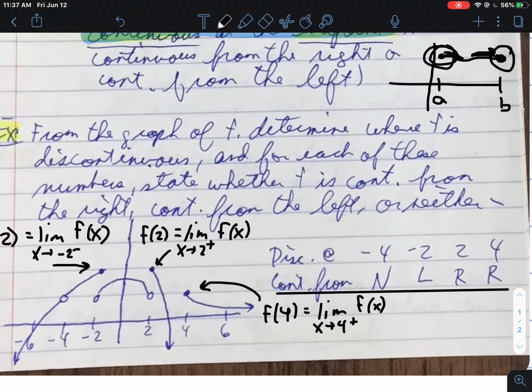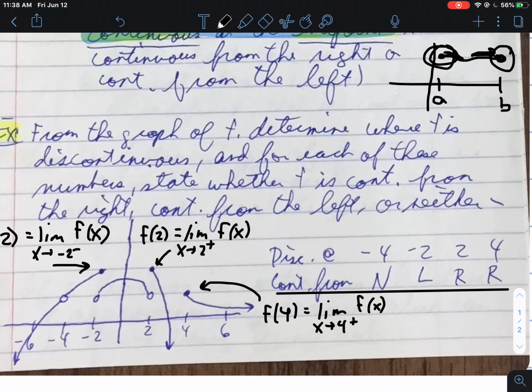So here's a specific example from the graph of f. Determine where f is discontinuous. And then for each of those numbers, state whether f is continuous from the left, from the right, or neither. Okay? But the same definition applies as before. If I have a point of discontinuity, and again, first of all, it's pretty obvious to tell from the graph, we already said. But then, can I justify or clarify, do I have continuity from the left or from the right? Possibly. Or still neither.